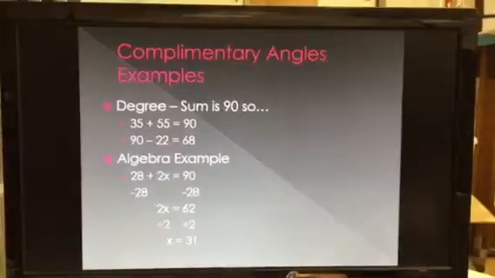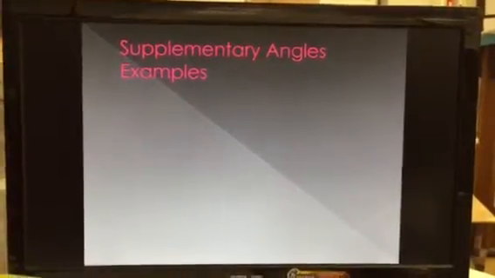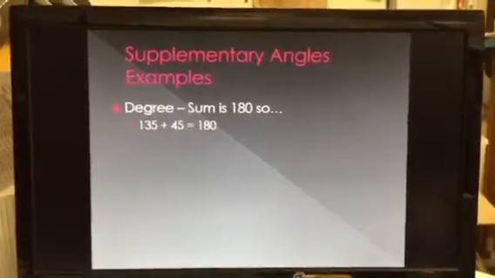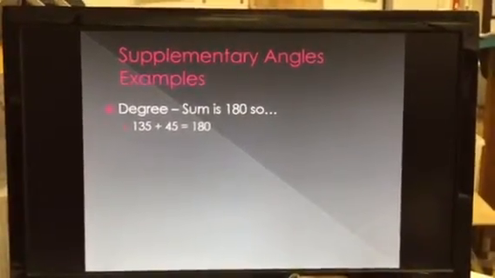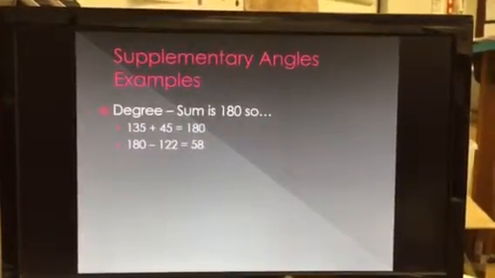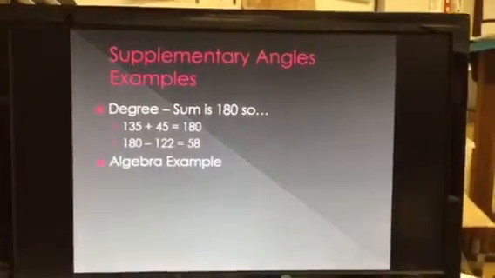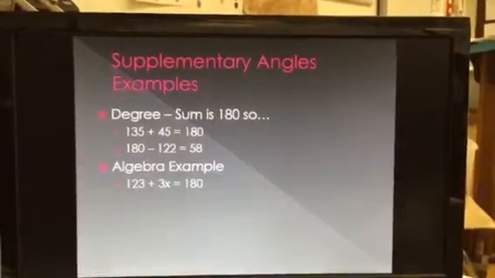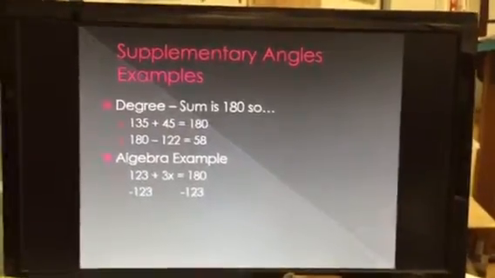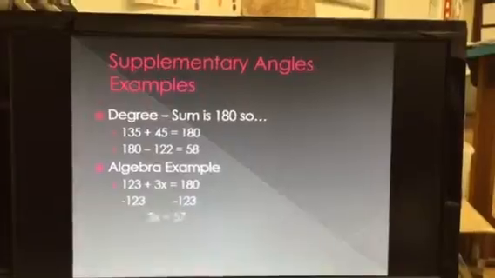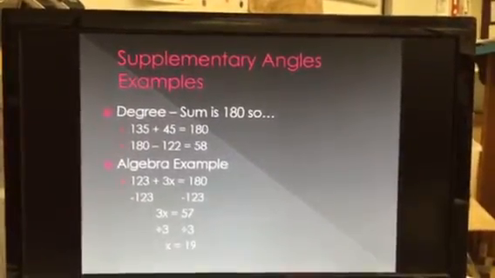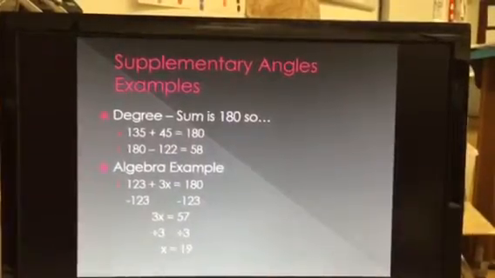Pause as needed. For supplementary angle examples, their degree sum is 180, so we could say 135 plus 45 equals 180 degrees. We could say 180 minus 122 is 58 degrees to find that missing angle. And an algebra example, 123 plus 3x equals 180. So two-step equation again. I'm going to subtract 123 from both sides. 3x equals 57. Divide both sides by 3, and x would equal 19.